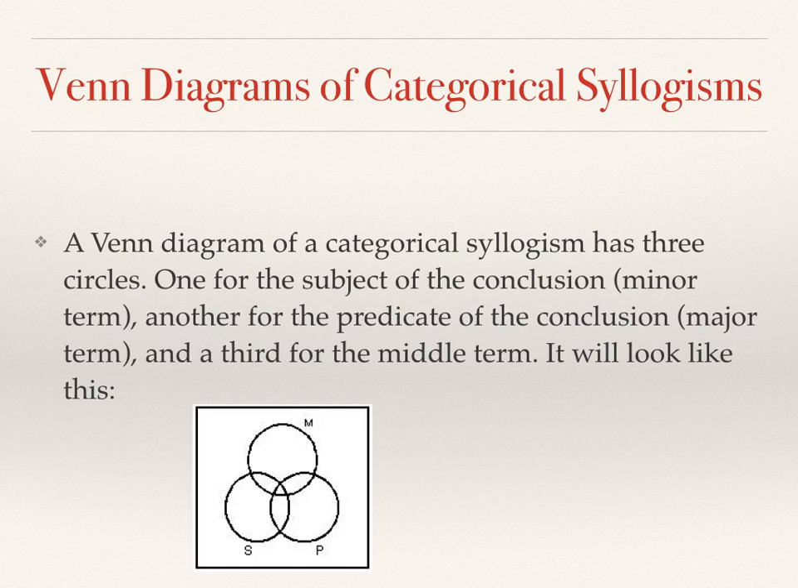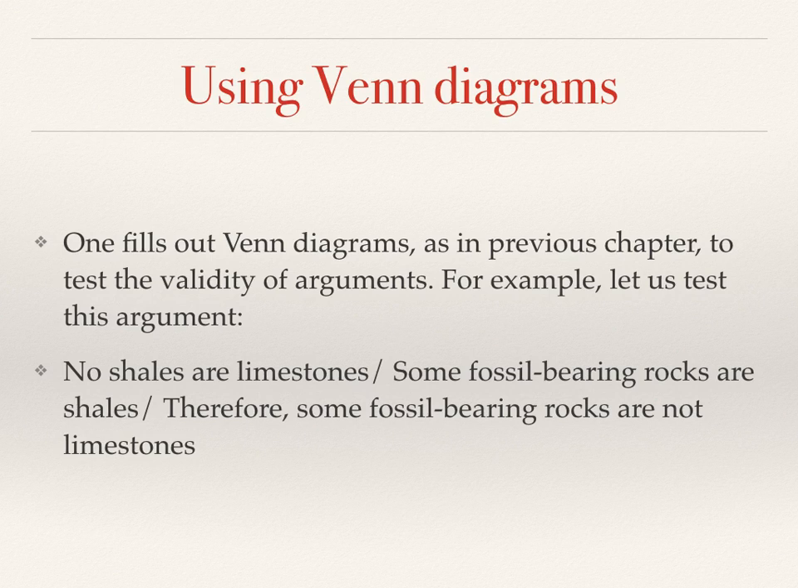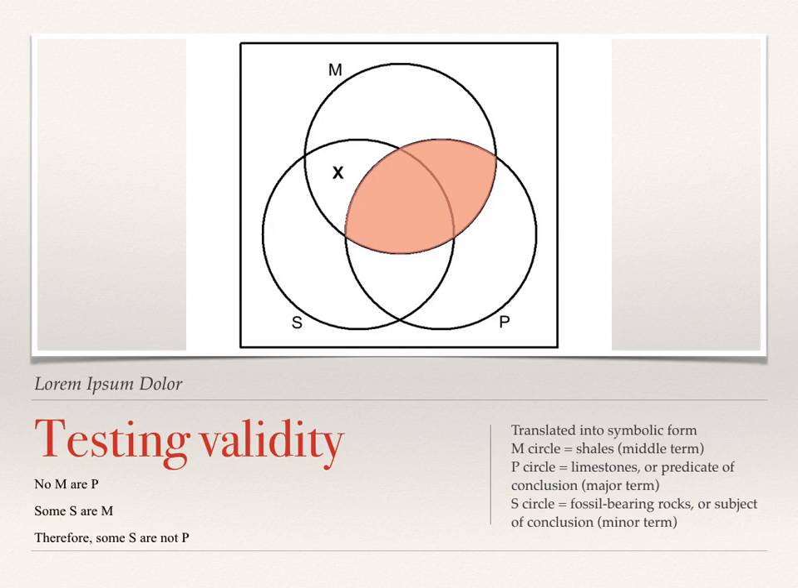It'll look like this, with a circle down at the bottom. Now what one does is fill out Venn diagrams, as in the previous chapter, to test the validity of arguments. For example, let us test this argument. No shales are limestones. Some fossil-bearing rocks are shales. Therefore, some fossil-bearing rocks are not limestones. Okay, so that's an example of a categorical syllogism. Let's use the Venn diagram to test it.